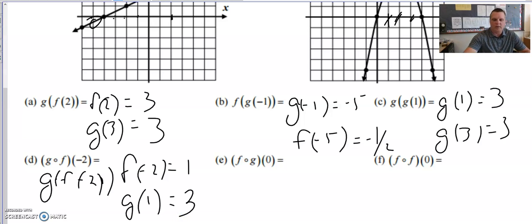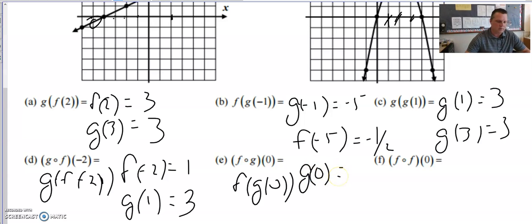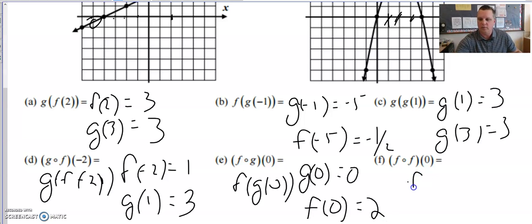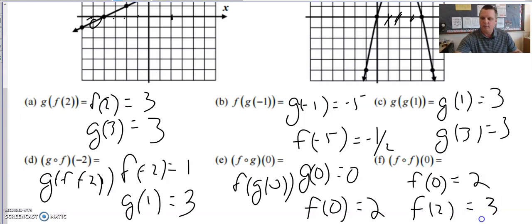Okay, and then f of g of 0, so we have f of g of 0. So g of 0 is going to be 0. F of 0 is going to be 2. That's your final. Next one, f of f of 0. F of 0 is 2. And then f of 2 is 3. Okay, again, just all looking at the graphs.